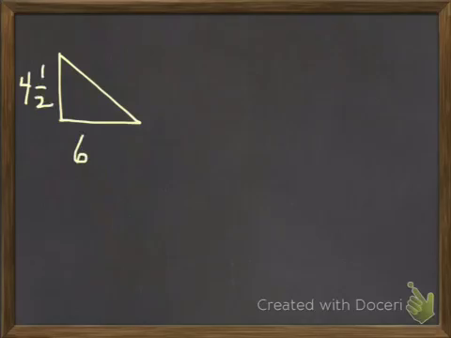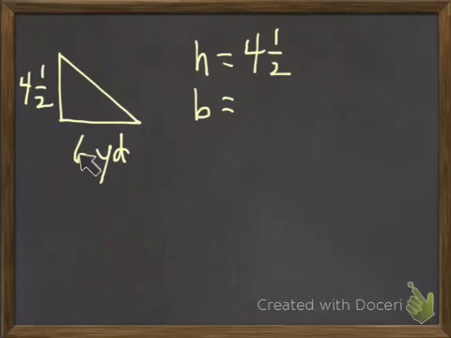So let's look at an example. If I have this triangle and it has 4 1/2 yards on this side and it has 6 yards over here, I first should define what my height equals and what my base equals. In this case, my height is right here on the side. It's 4 1/2. My base is going to be right here on the bottom, 6 yards.